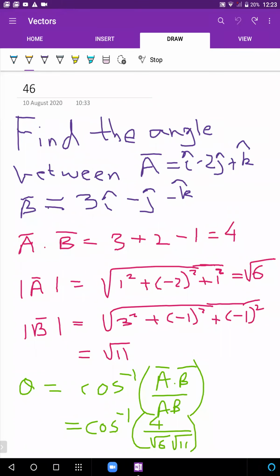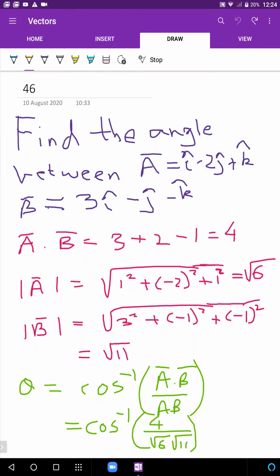Now just apply the formula. What is it? Theta is cos inverse of the dot product, that is 4, upon A into B, meaning the product of the magnitude of A and magnitude of B. So root 6, root 11. Cos inverse 4 by root 6 into root 11. Yes, as some of you have written, 4 by root 66. Yeah, 2 root 2 by root 33, it's the same thing. This is the idea. Cos inverse 4 by root 66, that's your angle.